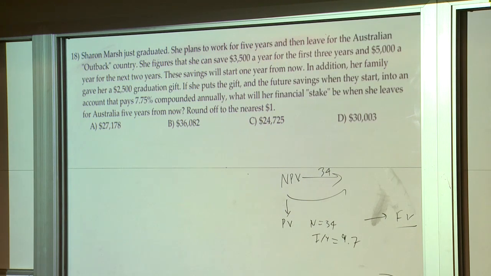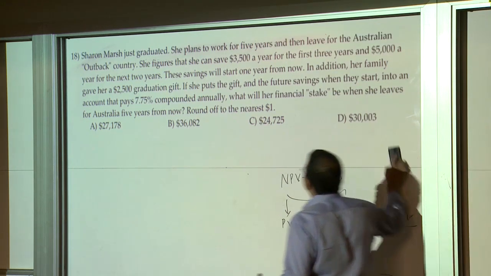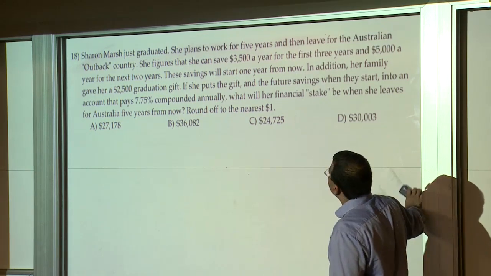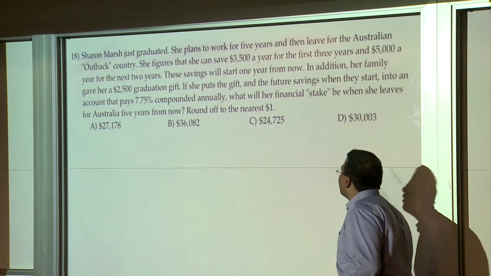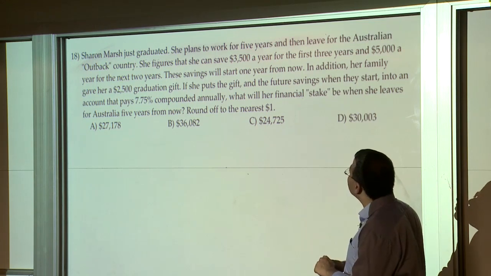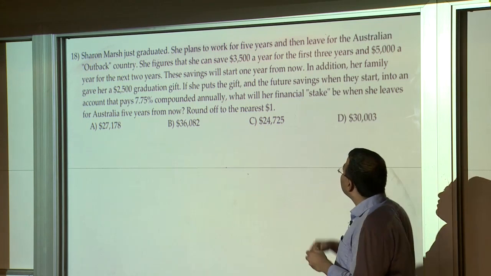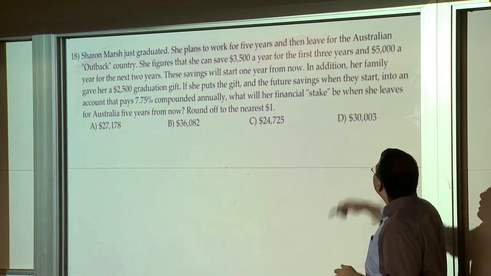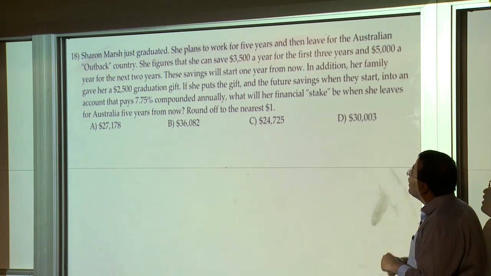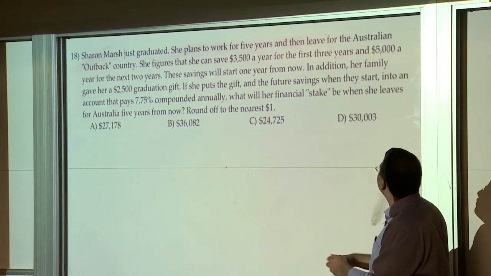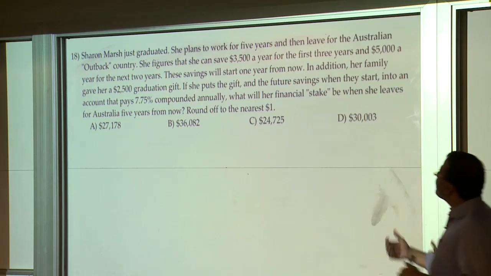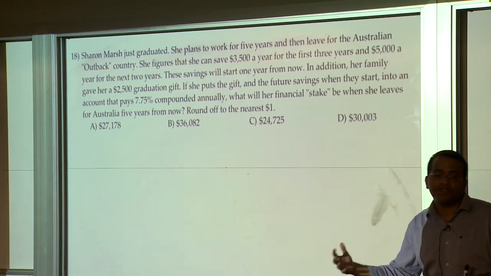And last question from me. Sharon Marsh just graduated. She plans to work for 5 years and then leave for the Australian outback country. She figures that she can save $3,500 a year for the first 3 years and $5,000 a year for the next 2 years. These savings will start 1 year from now. In addition, her family just gave her a graduation gift of $2,500. If she puts this gift and all the future savings when they start into an account that pays 7.75%, what is the financial stake when she leaves for Australia 5 years from now?